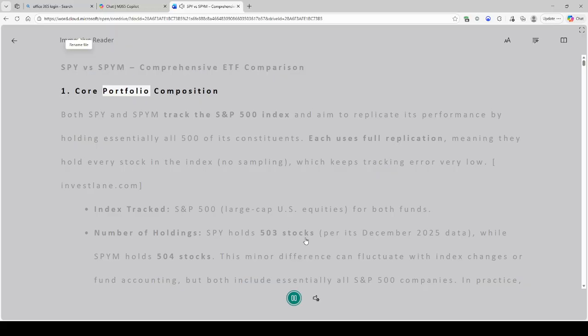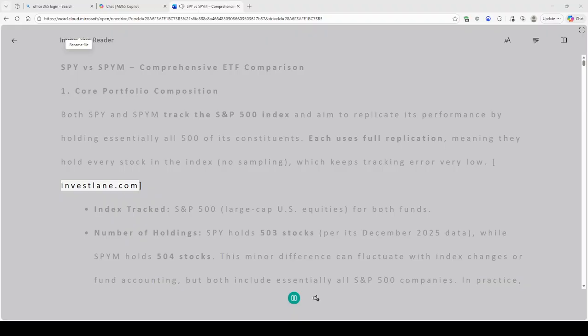1. Core Portfolio Composition. Both SPY and SPYM track the S&P 500 index and aim to replicate its performance by holding essentially all 500 of its constituents. Each uses full replication, meaning they hold every stock in the index, no sampling, which keeps tracking error very low.